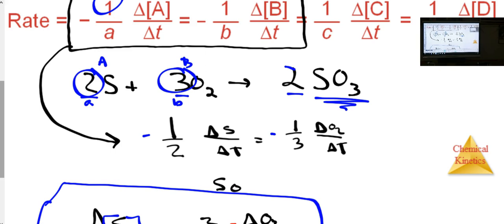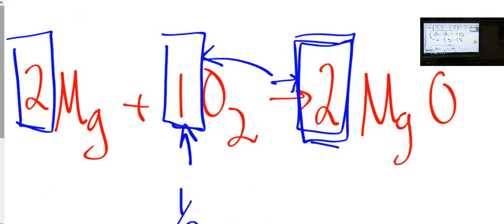We'll eventually learn what we call an ICE table. ICE stands for initial, change, and equilibrium, and it can apply to these, and then it's not that bad.